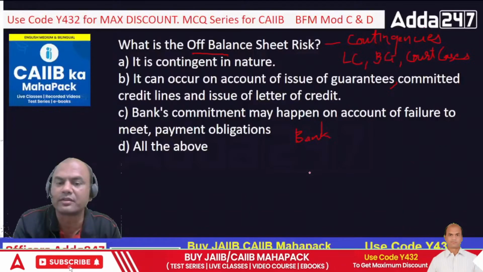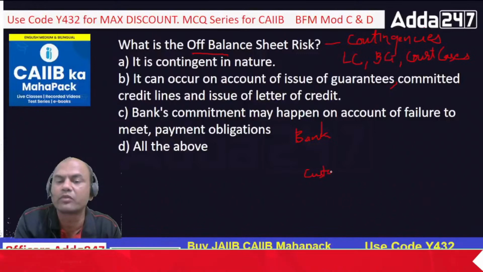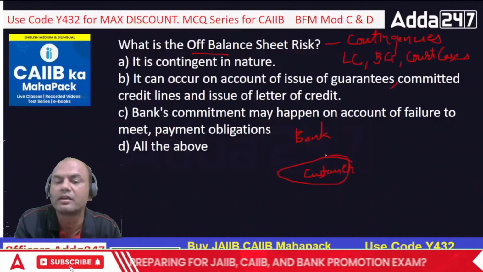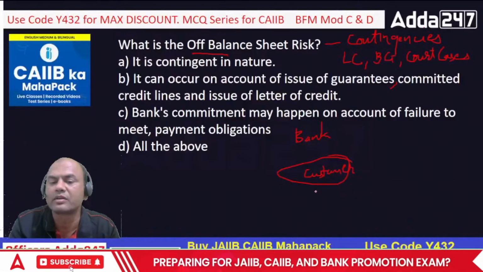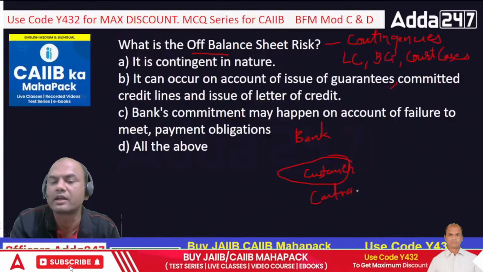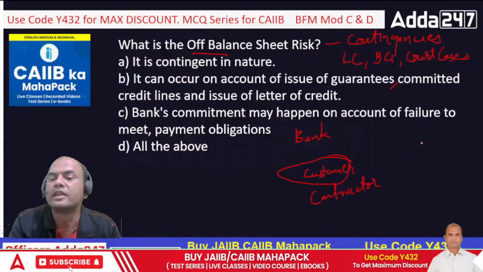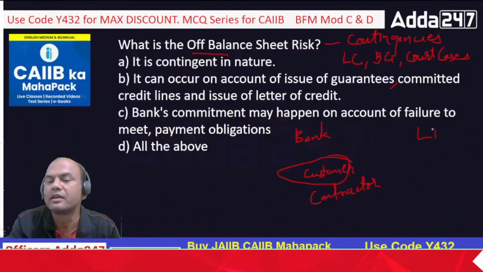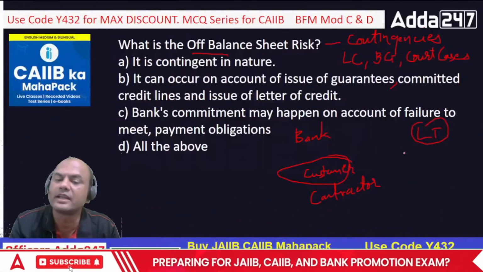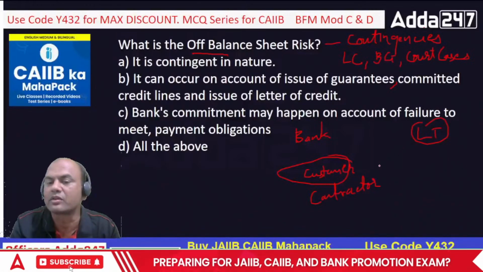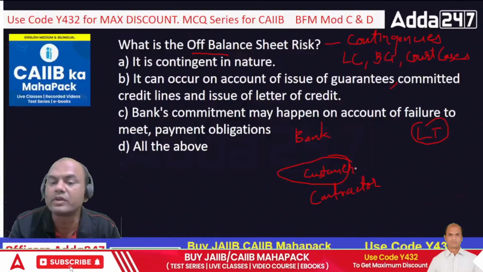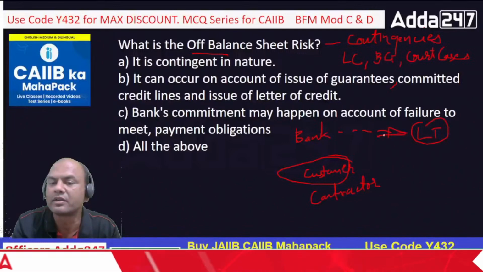This is the customer, okay? Now this customer wants, let's say, to build. He is, let's say, a contractor. Now there is a company, let's say L&T. This L&T has given the contract to this customer, the contractor, okay? Now for this contract, I have given a bank guarantee, BG.